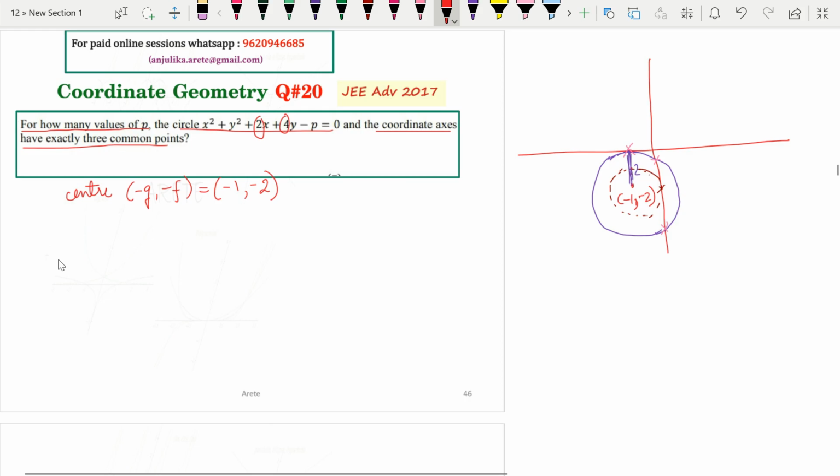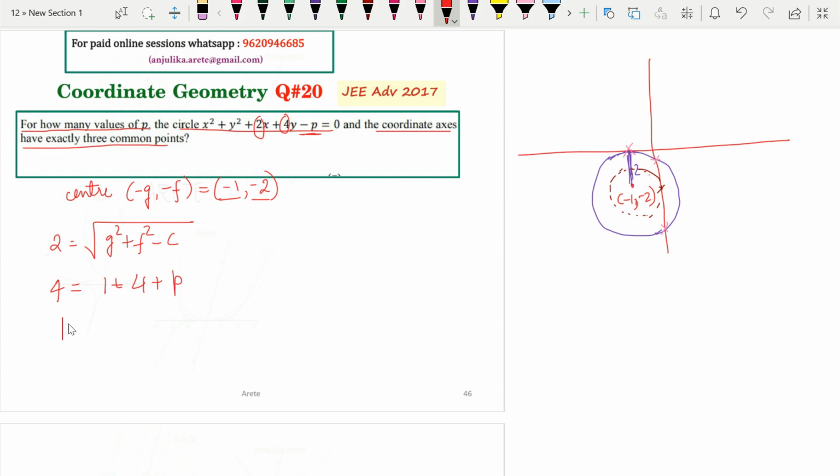So what is the radius here? 2. Okay, so what's the formula for radius? You know that, right? Square root of g square plus f square minus c, that's the formula. Let's plug in the values for this equation, and also square it up. So what is g square? Minus 1 square, that's 1. f square, minus 2 square, that's 4. What is c? Here, c is minus p. So minus of minus p, that's plus p. So you solved it for p, you got p is negative 1 for such a situation that you have 3.